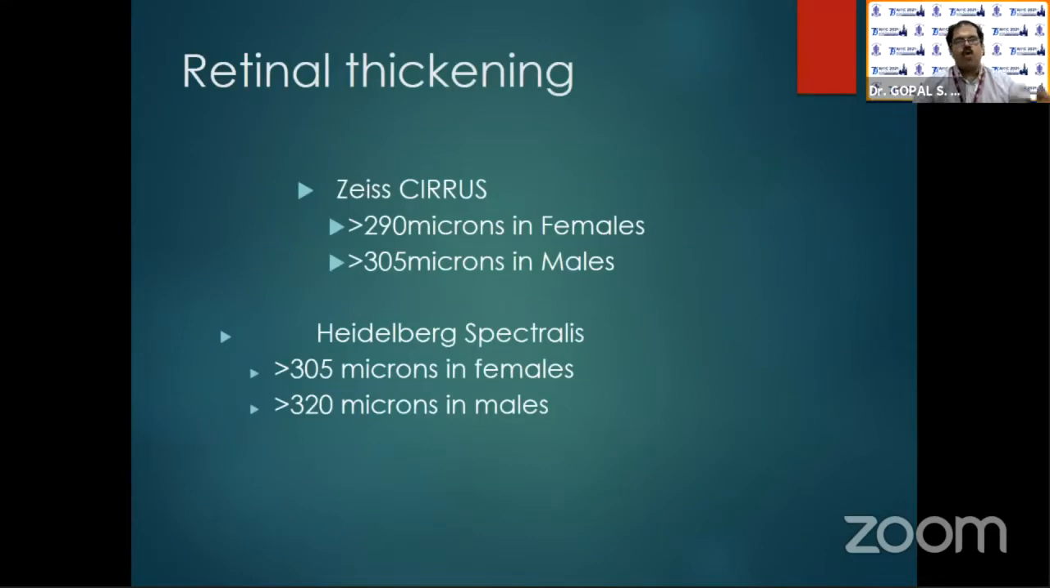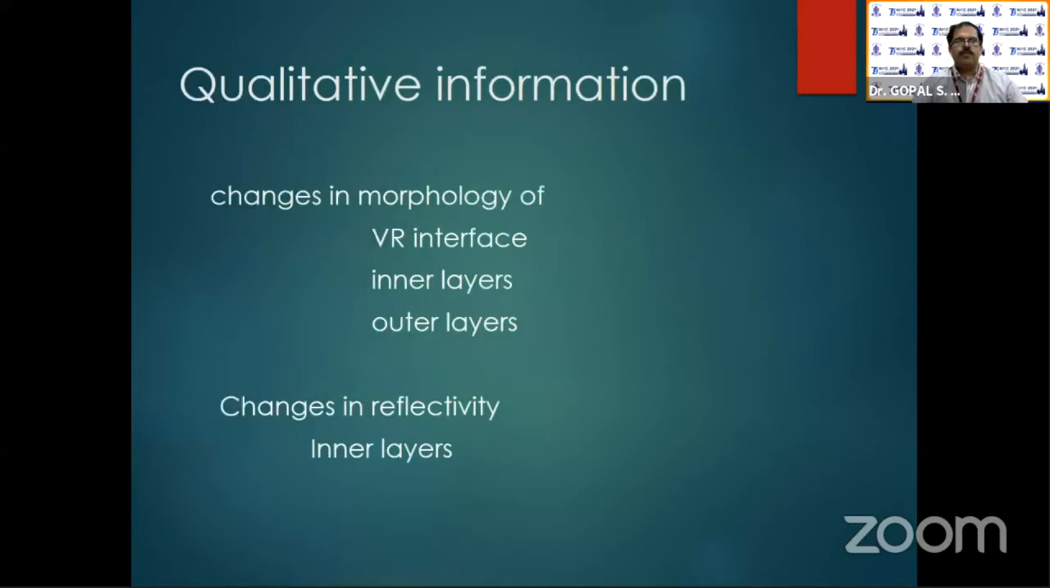But we should know how much thickening is actually retinal thickening. So different machines have different thickening measures like Zeiss Cirrus. For males and females, it is different as far as Heidelberg also. There's a little bit of increased thickness which is read in Heidelberg.